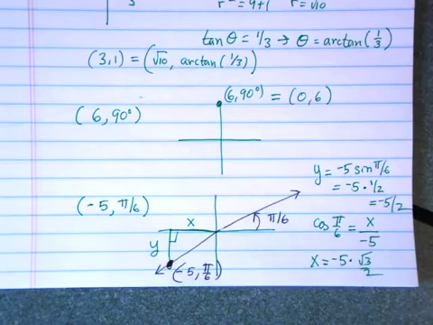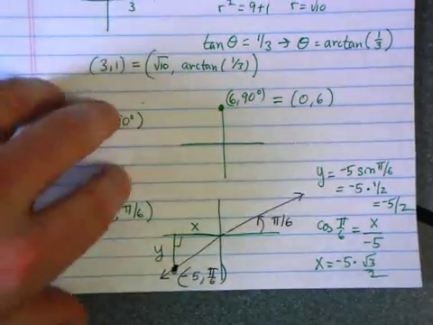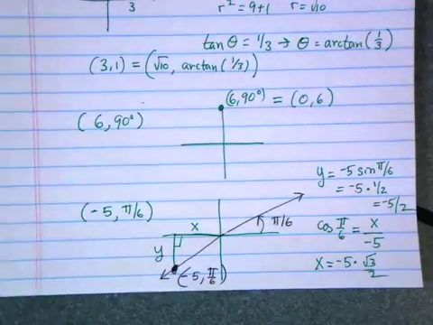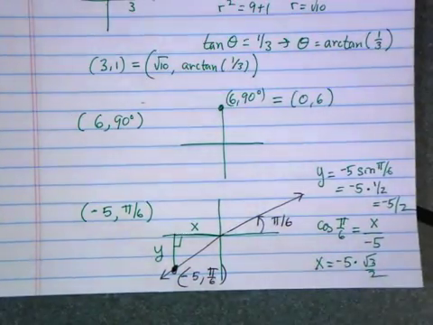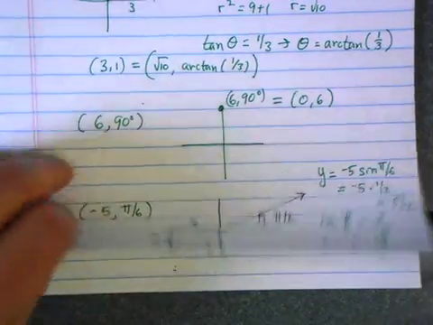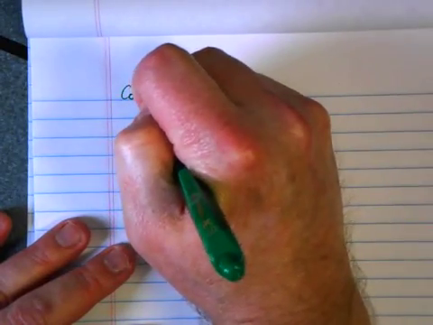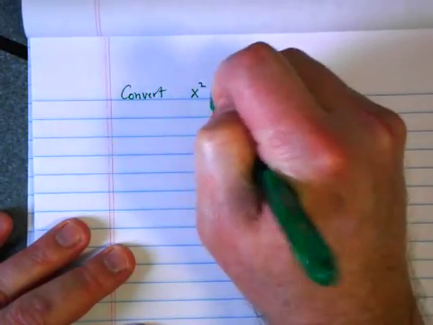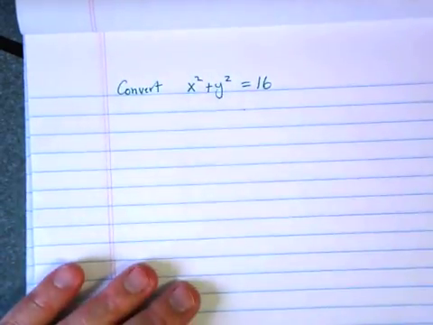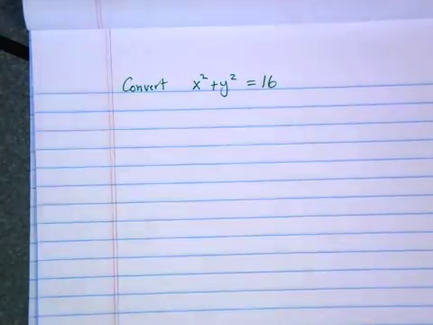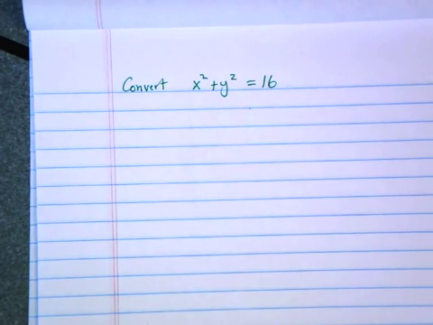All right, so the last thing we really didn't talk about the other day, we talked about converting points from polar form to rectangular form and back and forth, but we didn't talk about converting equations. So I might give you an equation in rectangular form. There's an equation in rectangular form. X squared plus y squared equals 16.